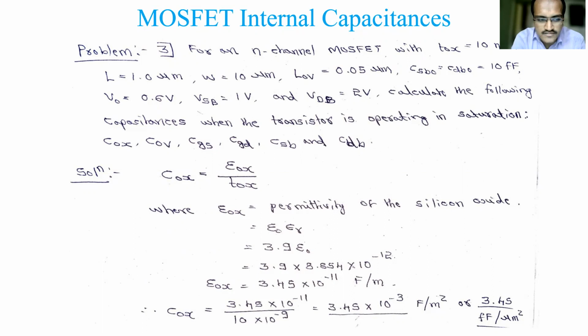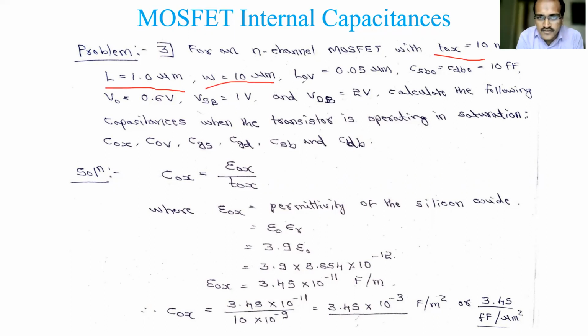Now we'll see a simple problem, straight away applying the formula and substituting the given values to find the values. By discussing this problem, whatever we discussed yesterday about capacitance will also be revised a little. This is the problem for an N channel MOSFET with a T oxide, the thickness of the oxide layer, which is 10 nanometer. Length is 1.0 micrometer and width W is 10 micrometer.